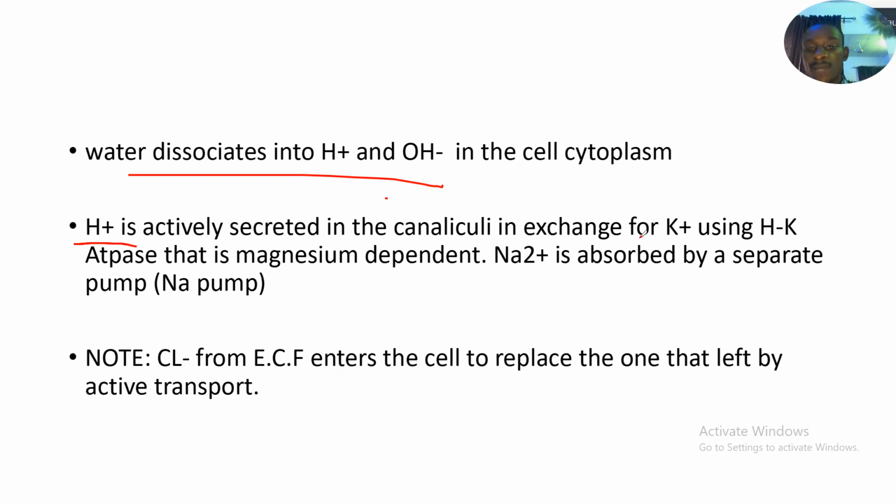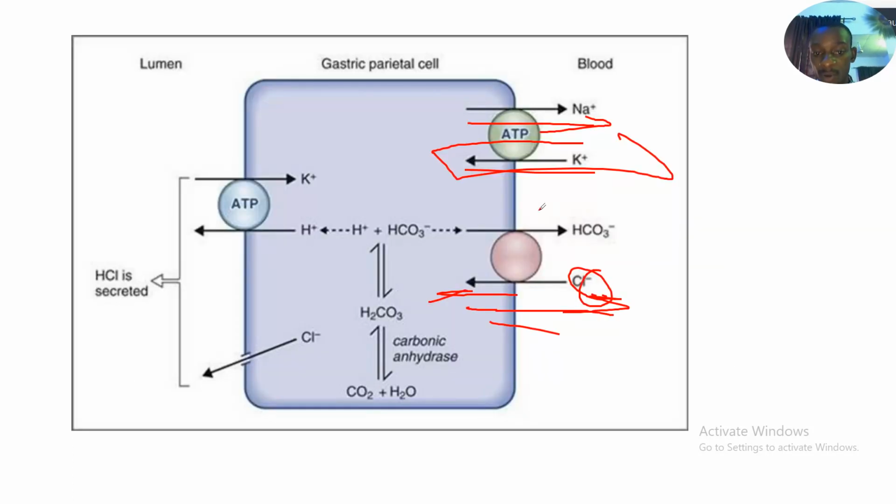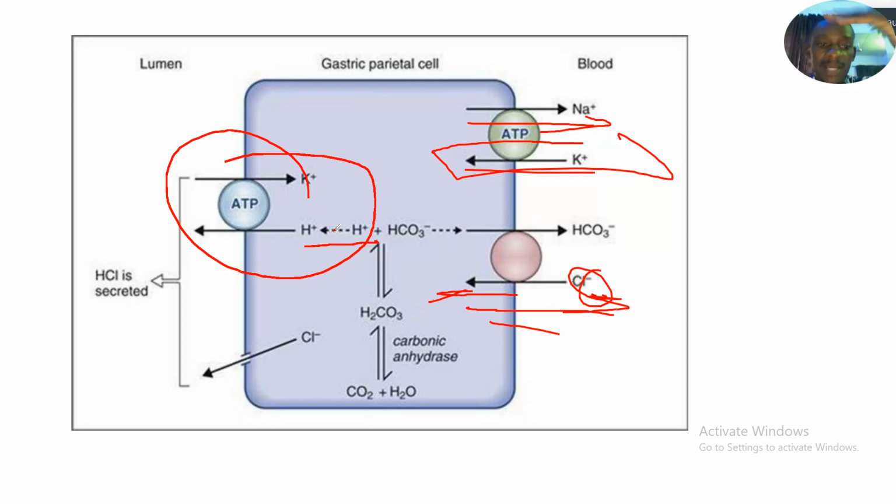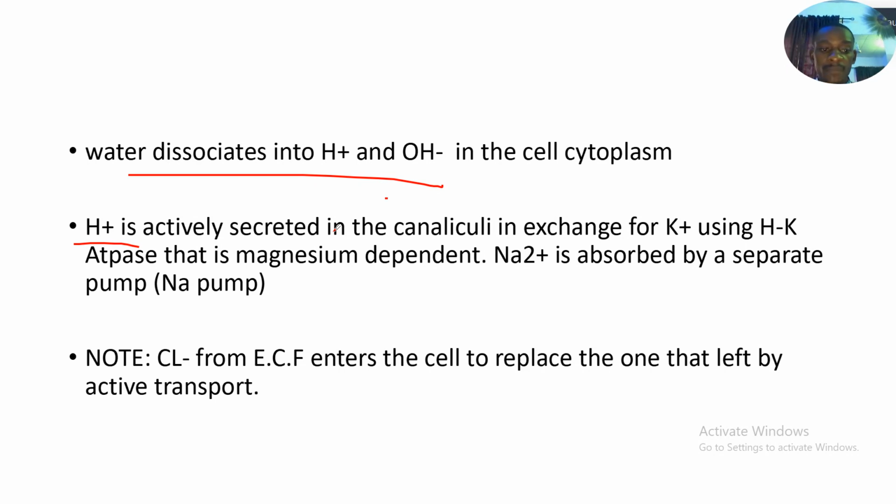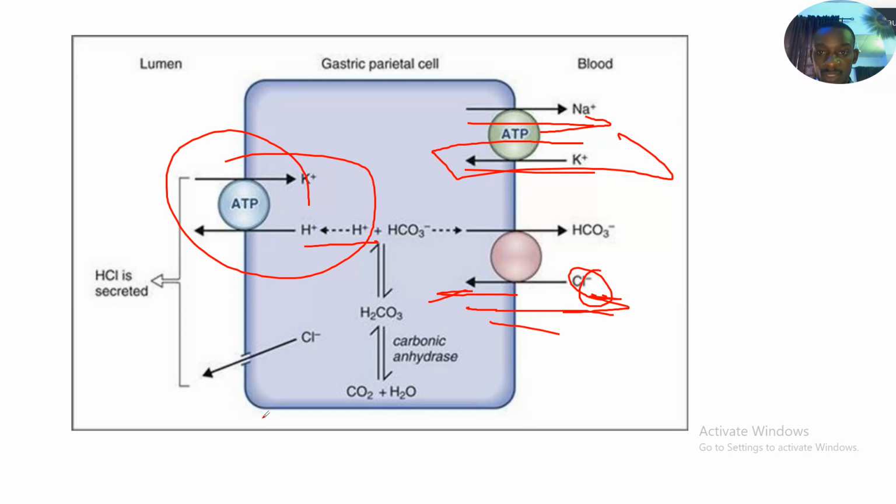Next, sodium is absorbed by a separate pump, that's the Na pump. Now this is the H-K transport that we are talking about, whereas hydrogen is transported outside the cytoplasm, and potassium is transported into the lumen. Now note, Cl from the ECF enters the cell to replace the one that's left by active transport.